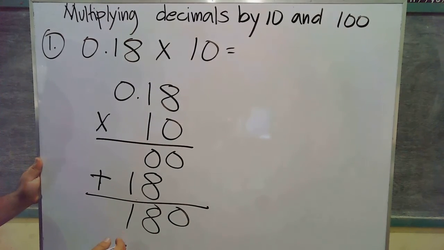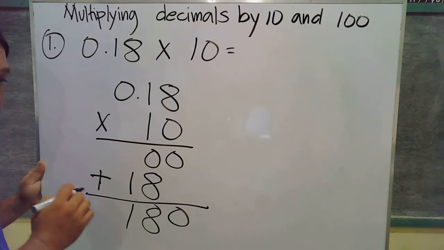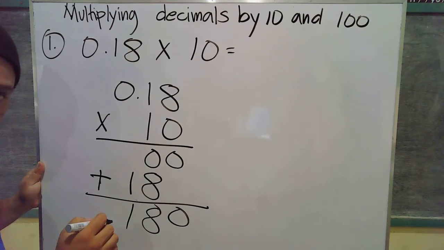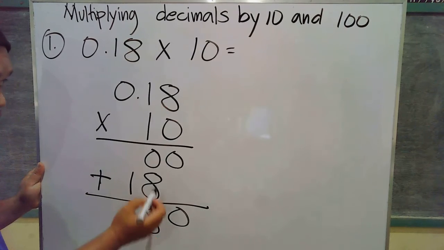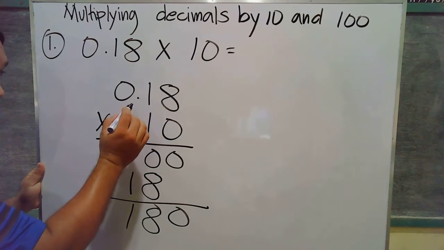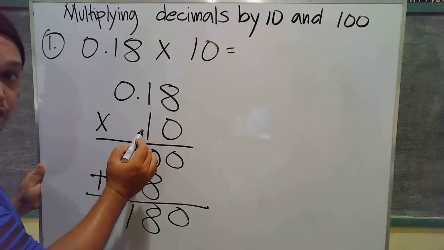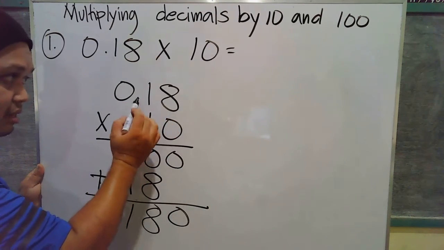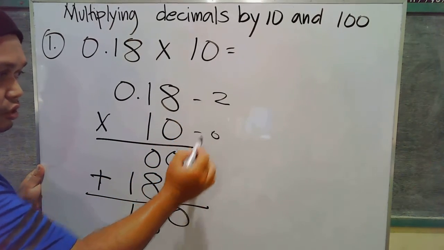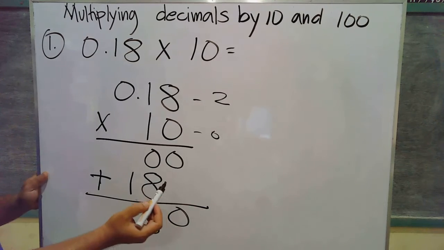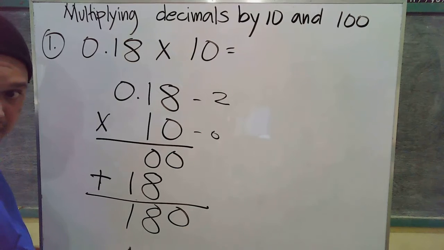So in our previous lesson, to multiply decimals, just multiply the whole numbers, and to put the decimals in the answer, just count all the digits after the decimal point. Let's count all the decimal places after the decimal point. In here we have 2, and here we have 0. So meaning to say we have two steps to the left to locate our decimal point.